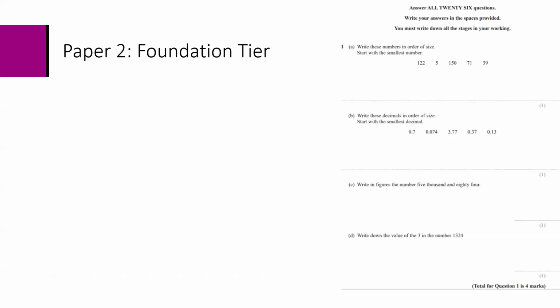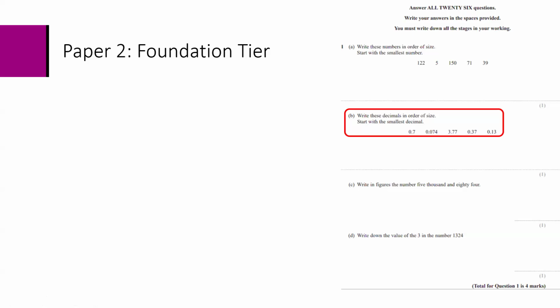On to paper 2 of foundation here. So write the numbers in order of size. Write these decimals in order of size. Start with the smallest decimal. Write in figures the number 5084, and then write down the value of 3 in 1324. Okay. That was an interesting one.